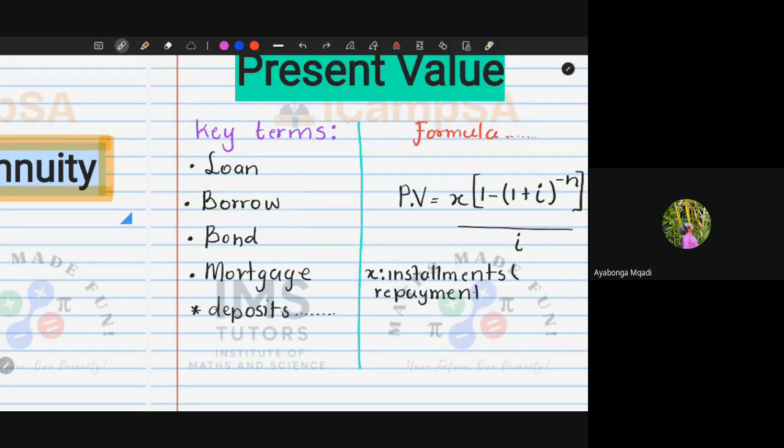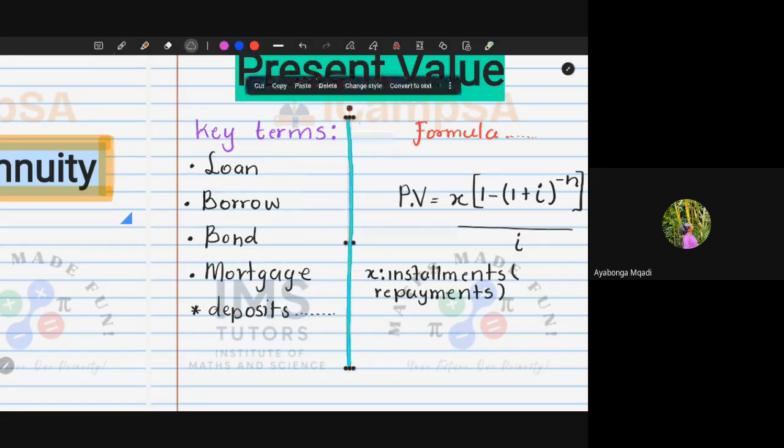So these installments would be repayments, not saving or investing. Does that make sense, guys? Very easy to understand, isn't it? It makes a lot of sense. Let's go to the next one.